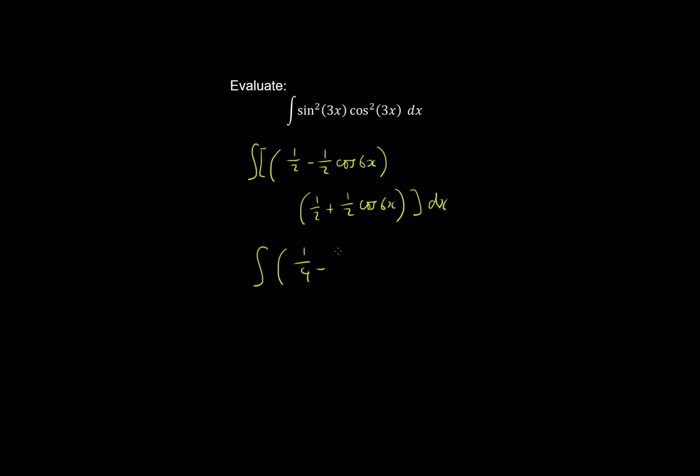Let's evaluate this integral. So here we can apply the double angle trig identities. So 1/2 minus 1/2 cosine 2 theta. So that will be 6x, and that's multiplied by 1/2 plus 1/2 cosine 2 theta. And we're integrating with respect to x. So we can expand and simplify. So we have 1/4 minus 1/4 cosine squared 6x, integrated with respect to x. And now you can apply the double angle trig identity again, and evaluate the integral and post your answer in the comments.